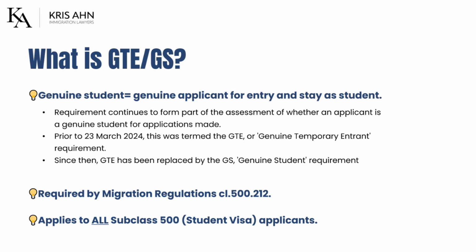Remember this point that prior to 23rd of March 2024, it used to be called GTE, and all the applications were assessed under Ministerial Direction 108. Post 23rd March 2024, it started as Ministerial Direction 106. Since then, GTE has been replaced by GS, Genuine Student Requirement. These are required by Migration Regulations Schedule 2, Clause 500.212, and apply to all Subclass 500 student visa applications.